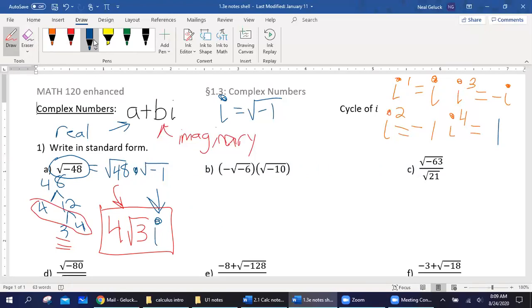So on letter B, to deal with that square root of a negative, I'm just going to call this root 6, and then I'm going to bring out an i.